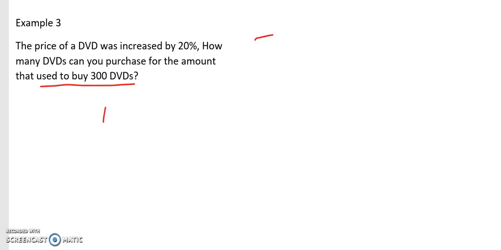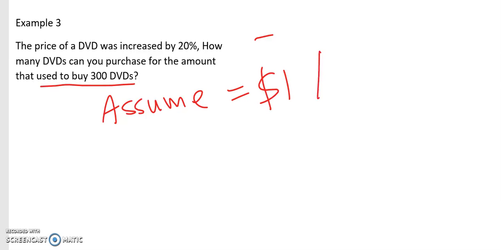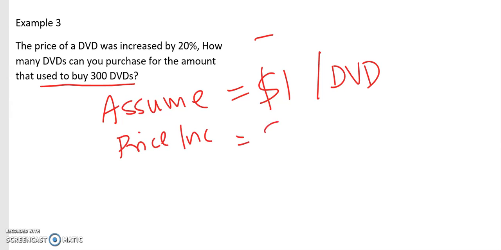In this case, we need to assume the price of a DVD, let's say it is $1 per DVD. So for each DVD, it is going to cost you $1. What is the price increase? The price increase is $1 times 20 divided by 100. Then you add that to the $1, and it becomes $1.20. Because it is 20%, basically you have $1.20 as the new price.